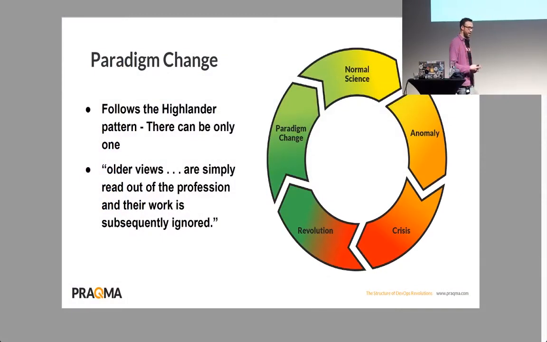So we have this paradigm change, and it follows the Highlander pattern. There can only be one paradigm. Physics can only operate in one paradigm. Cell biology can only happen in one paradigm. It's impossible to have these two theories. And that's where in the 20th century we had a lot of contention between string theorists and so on in physics. So this is the cycle that Kuhn described. This is how he saw science progressing.